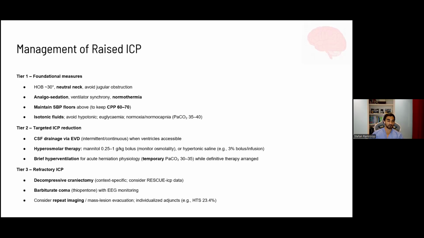If the ICP still remains high, your tier 2 would be to add CSF drainage with an EVD when possible, plus hyperosmolar therapy, so mannitol or hypertonic saline bolus. If there's any acute herniation physiology, we can briefly hyperventilate as well in this tier 2 to a PaCO2 of 30 to 35 as a bridge for definitive treatment. And then your tier 3 would be for refractory ICP. So you can consider a decompressive craniectomy or a barbiturate coma with the EEG.